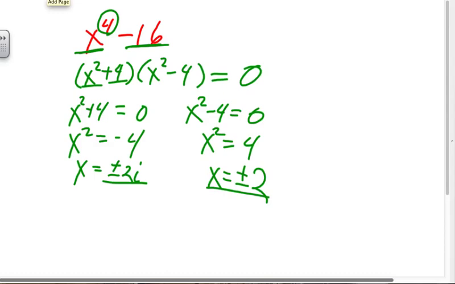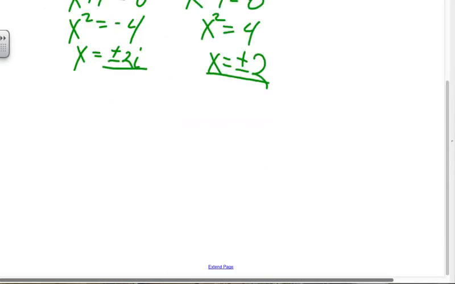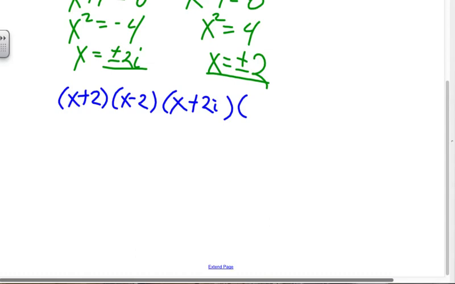And now I want to write this in factored form. And it doesn't really matter what order you put them in, just as long as you put them in some kind of order. I tend to put my reals first, but you don't have to. So I'll have x plus 2, x minus 2, x plus 2i, x minus 2i. And this is the factored form of this polynomial. Okay, let's take a look at another one.